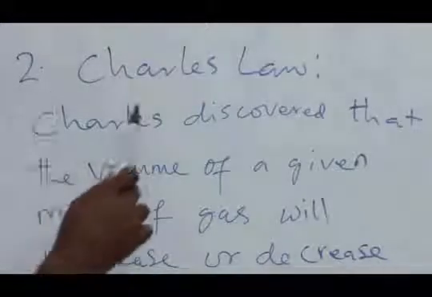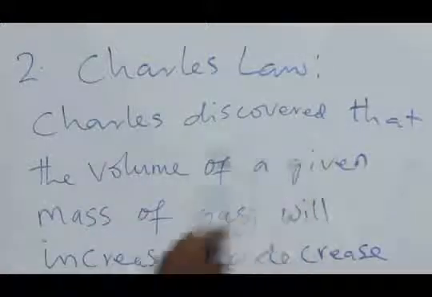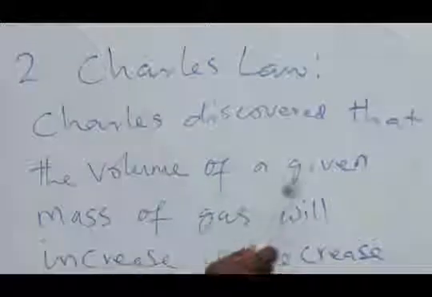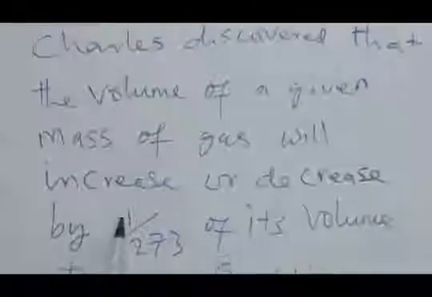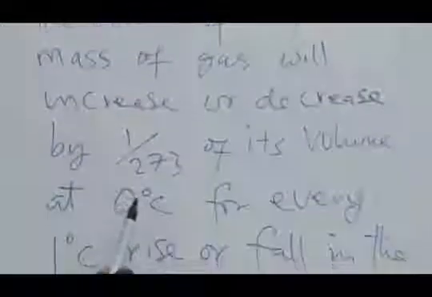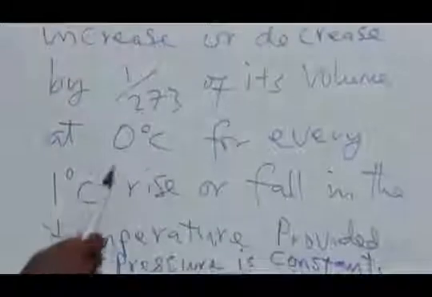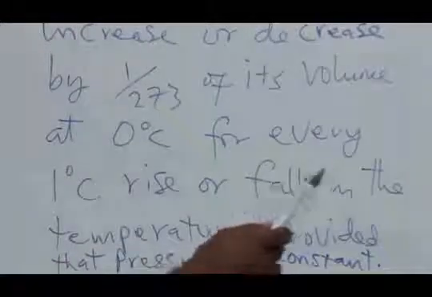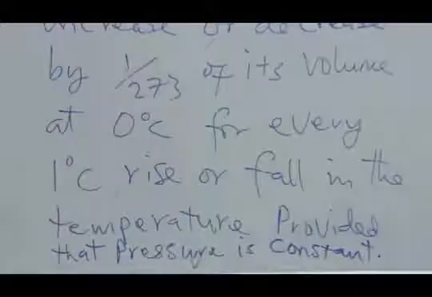Number 2, Charles' law. Charles discovered that the volume of a given mass of gas will increase or decrease by 1 over 273 of its volume at 0 degrees Celsius for every 1 degree Celsius rise or fall in the temperature, provided that pressure is constant.